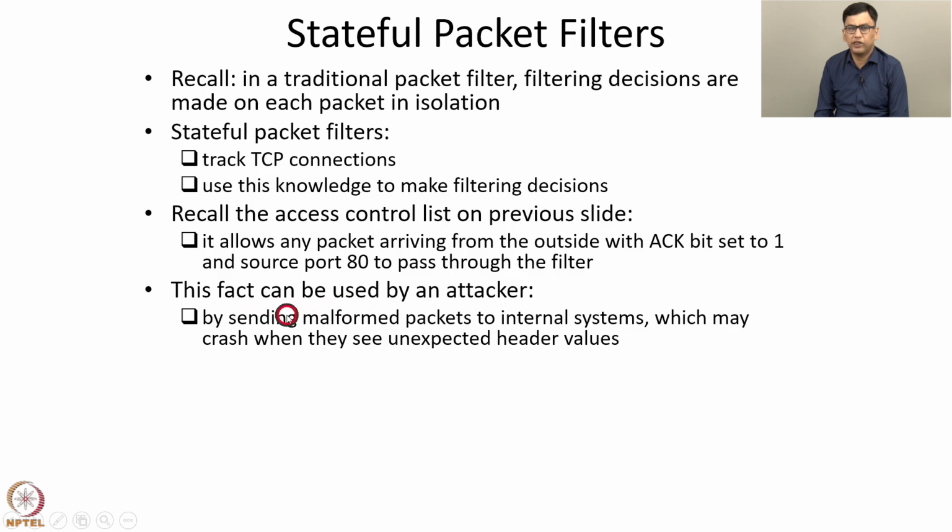An attacker can send malformed packets to internal systems, and the internal systems may crash when they see unexpected header values. This can happen because the traditional packet filter does not know that there is no ongoing TCP connection between a host inside the network and the external web server. Traditional packet filters do not have state information about which TCP connections are active.